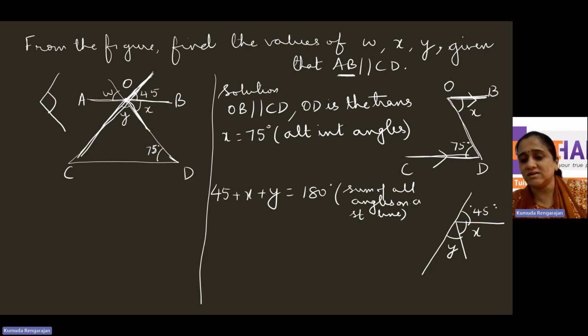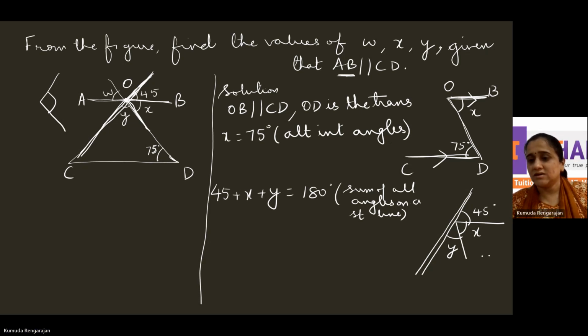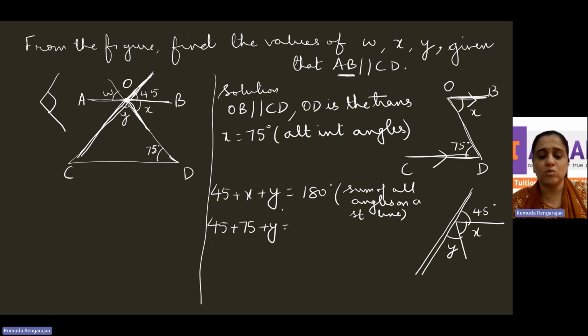So here on this straight line, how many people are living? 45, X and Y. Three people are there. Three angles are there. This one is a straight line. The total is 180 degrees. How many angles are there on the straight line? Three angles. So the sum of these three angles will be equal to 180 degrees. But we already know X. What is X? 75 plus Y is equal to 180.